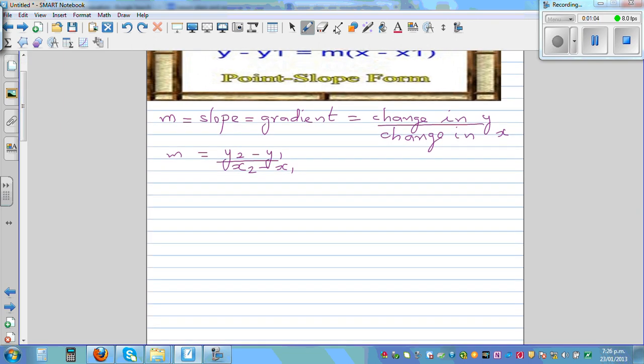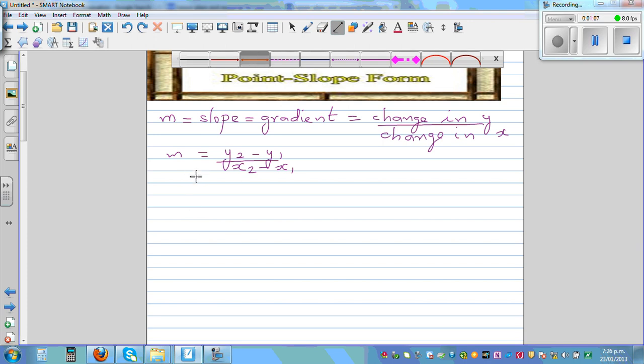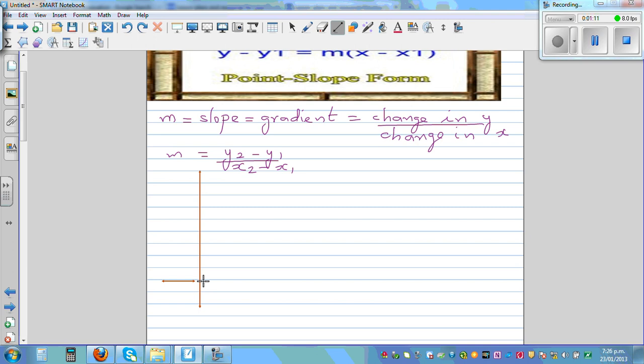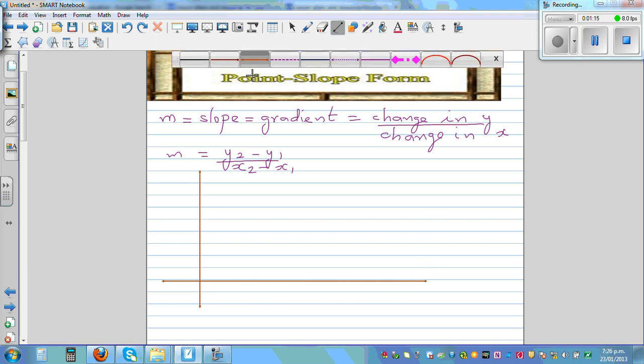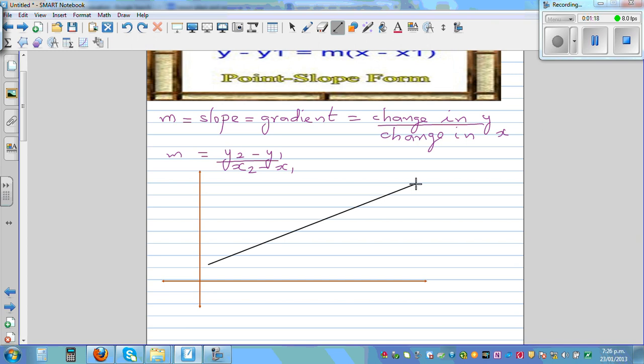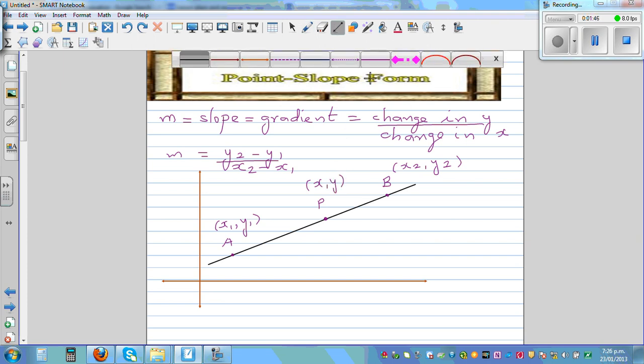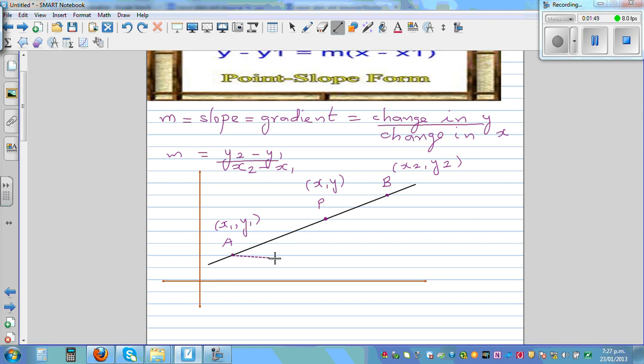So let's draw a Cartesian plane. This is your y-axis, and this is your x-axis. Let's draw an arbitrary line and take 2 points. This is point A, having the coordinate x1, y1, and say this is B, having the coordinate x2, y2. And you've got an arbitrary point P here, having the coordinate x, y. Let's join these to form a right angle triangle.